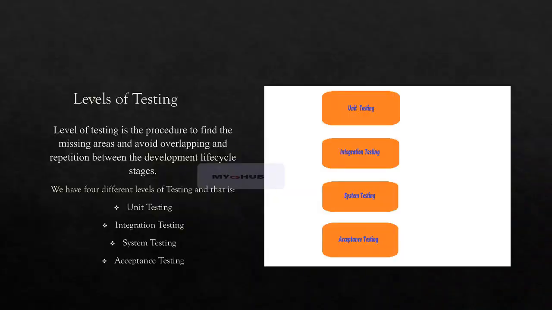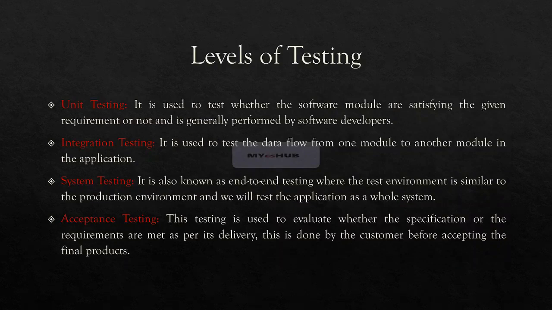Levels of testing is the procedure to find the missing area and avoid overlapping and repetition between the development lifecycle stages. We have four different levels of testing: unit testing, integration testing, system testing and acceptance testing. Now let me explain each level one by one.